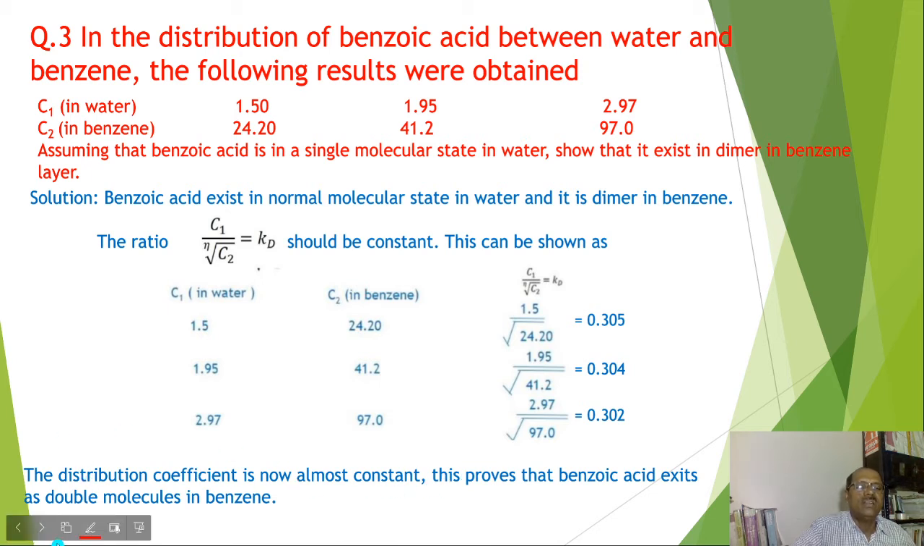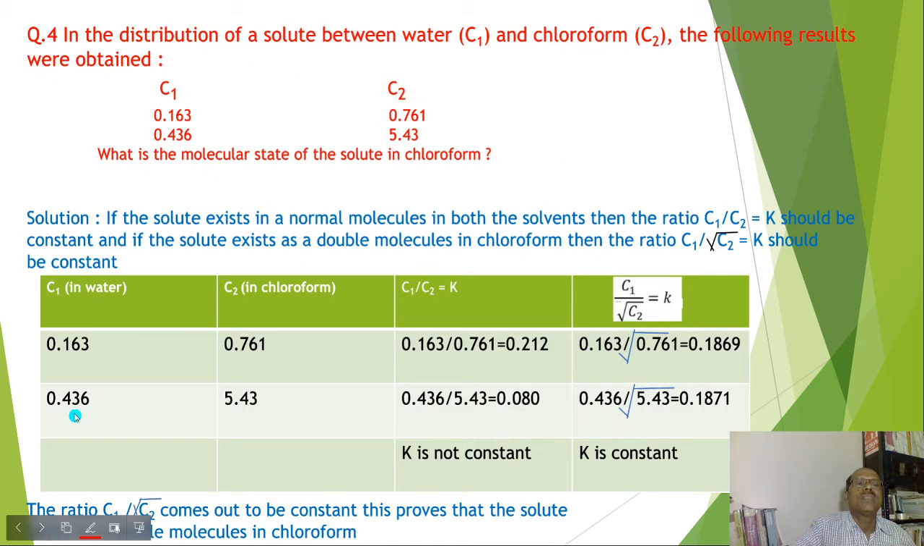Then the next problem: in the distribution of solute between water C1 and chloroform C2, the following results were obtained. These are the values for C1 and these are the values for C2. What is the molecular state of the solute in chloroform? That is the question. If the values of C1 and C2 are provided to you, then you have to find out the molecular state of the solute in chloroform.